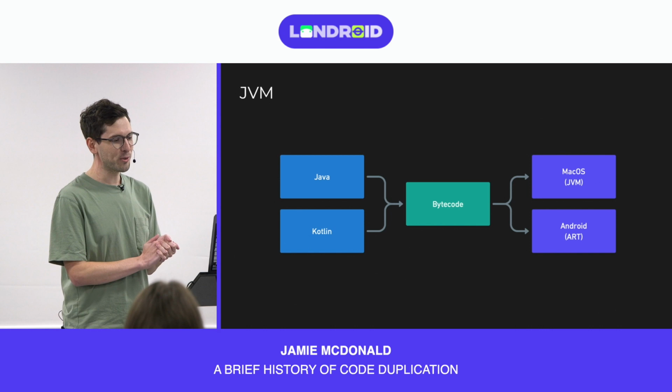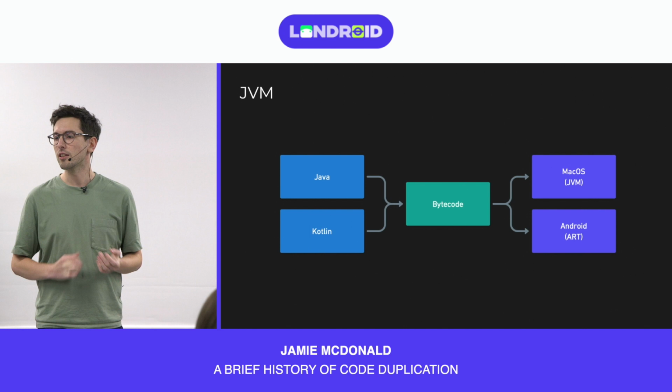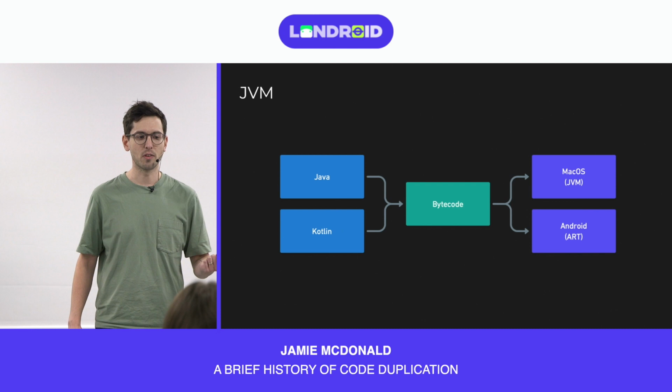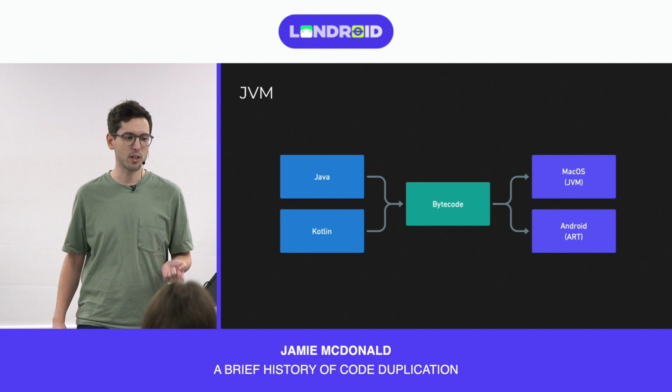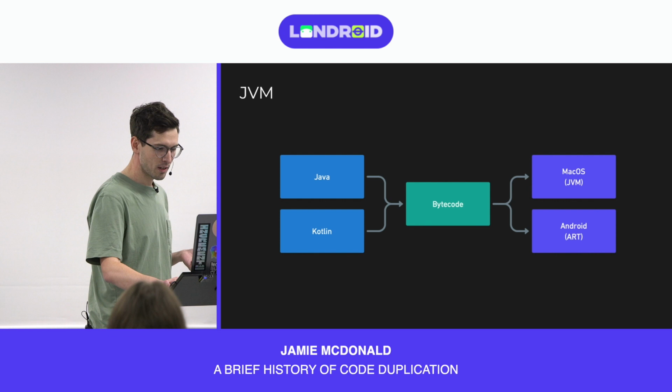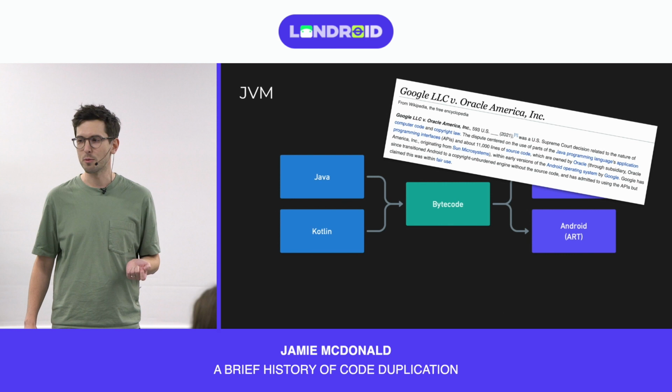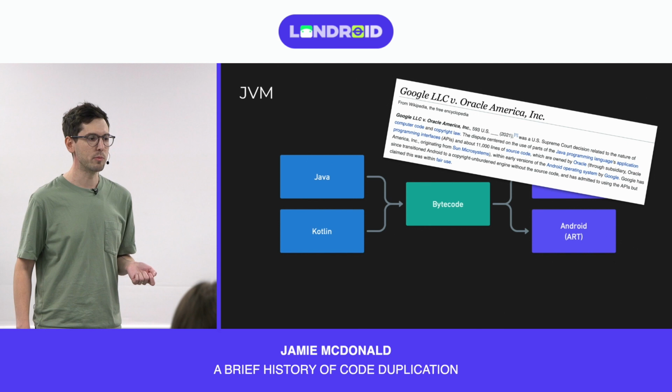This code portability made the JVM extremely popular. It has a really large developer community and a huge ecosystem of open source libraries because of this portability. JVM source languages like Java, Kotlin, and Scala have also become really popular in backend development. We also know that Android's Dalvik and ART runtimes are fair use implementations of the JVM, powering the apps on about 3 million mobile devices. 3 billion, sorry.